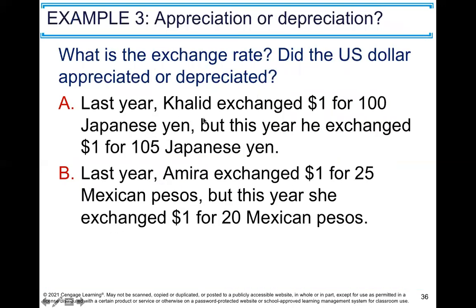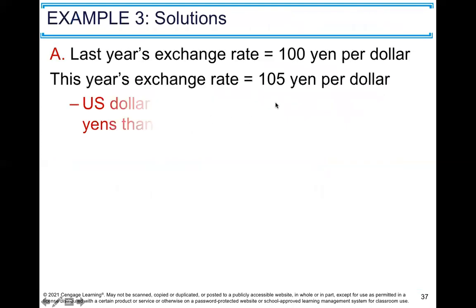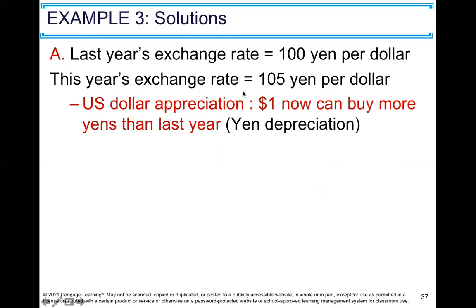So let's take an example here. We're going to say Khalid exchanged $1 for 100 Japanese yen. But this year, he exchanged $1 for 105 Japanese yen. So last year, 1 for 100. This year, 1 for 105. So did the dollar strengthen or weaken? Well, here we know that the dollar strengthened, because it used to only buy 100 yen per $1. Now I can buy 105. I buy more yen per $1. That means the dollar has strengthened, or appreciated. Those two words are more or less the same: appreciation and strengthened.